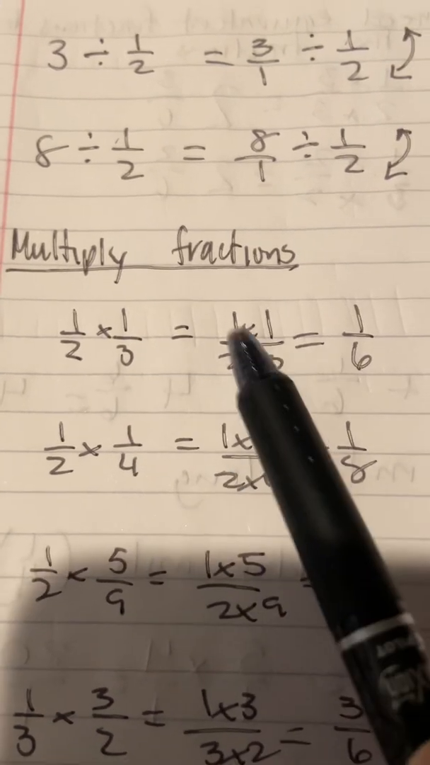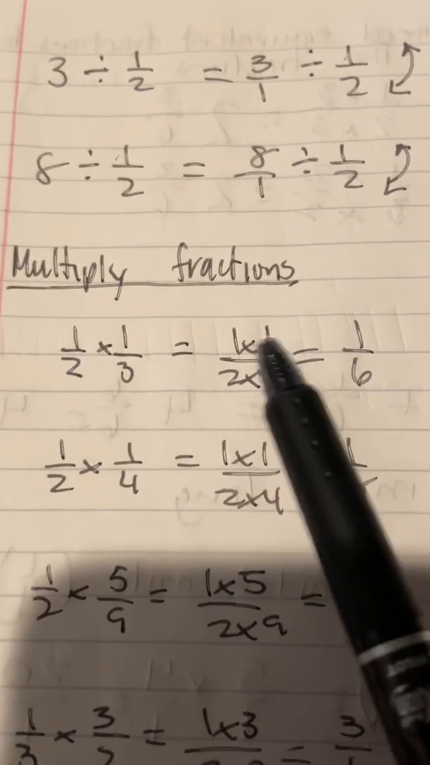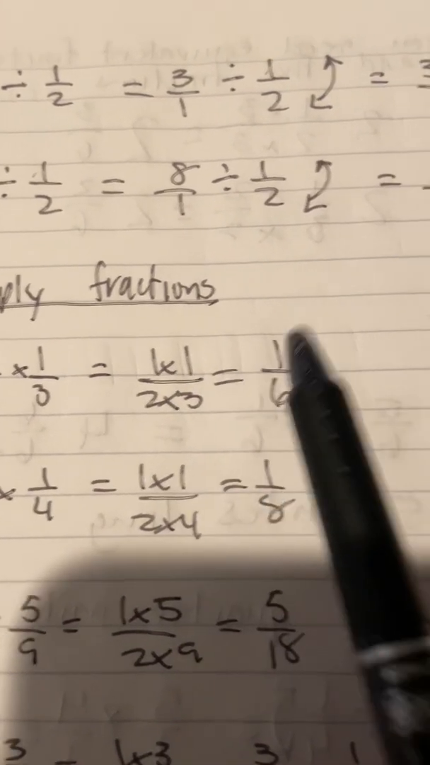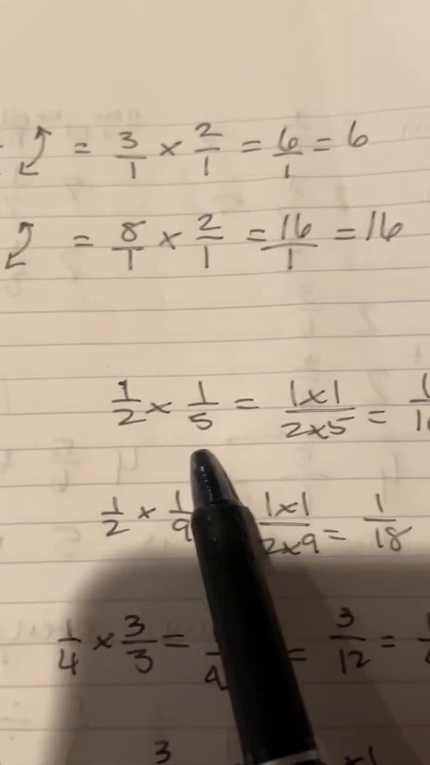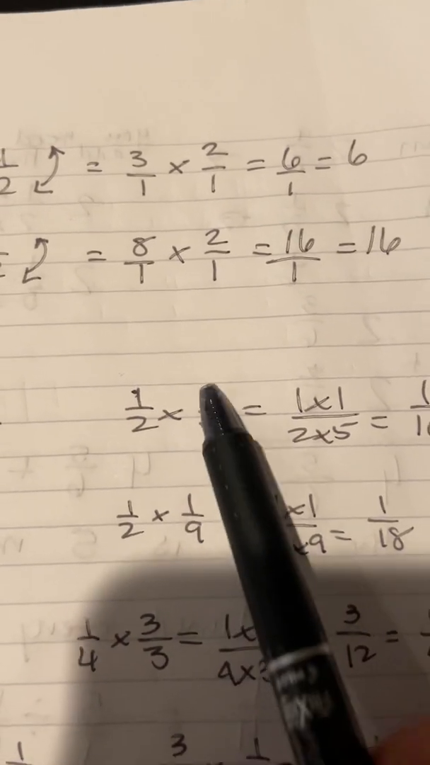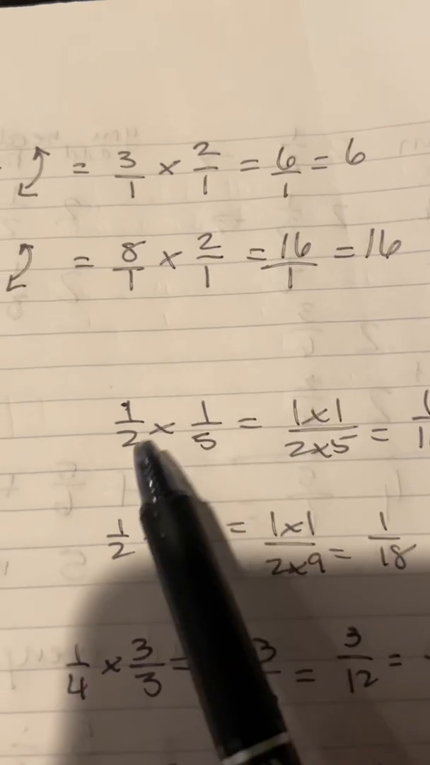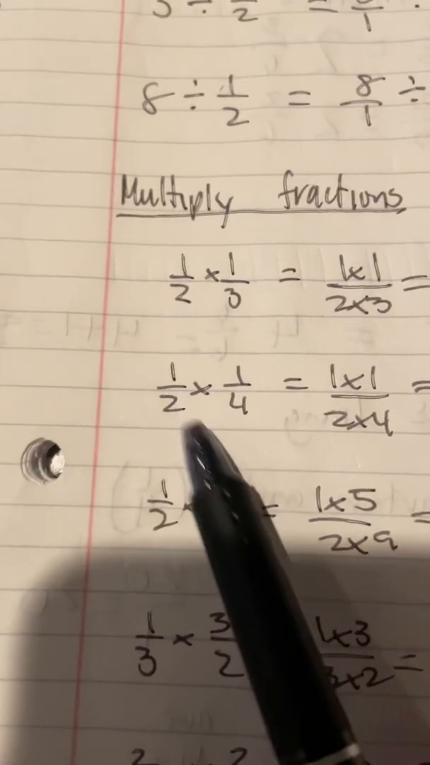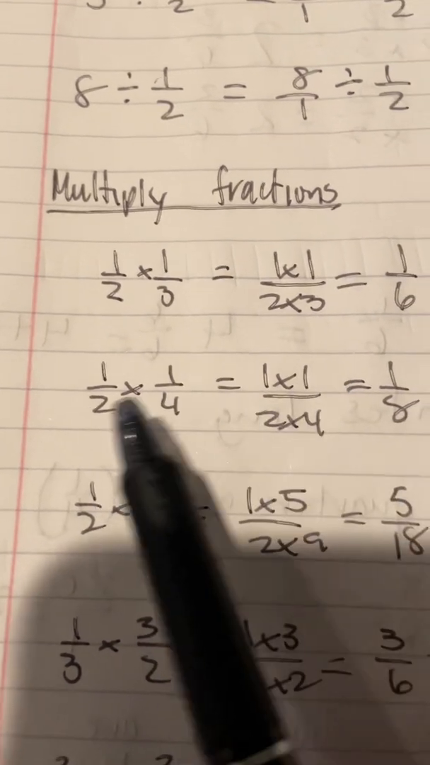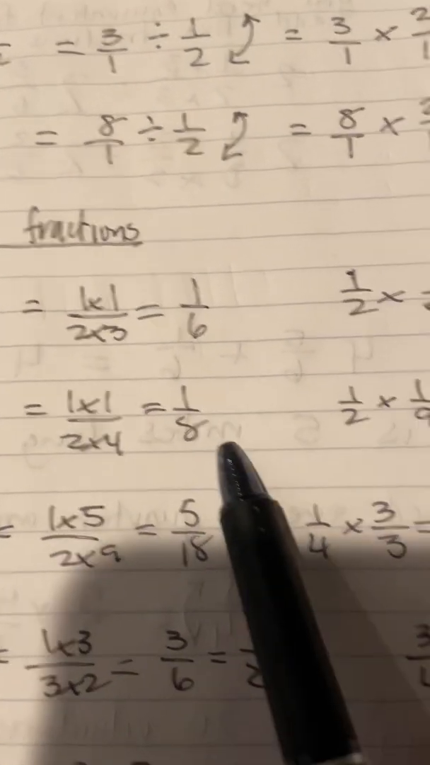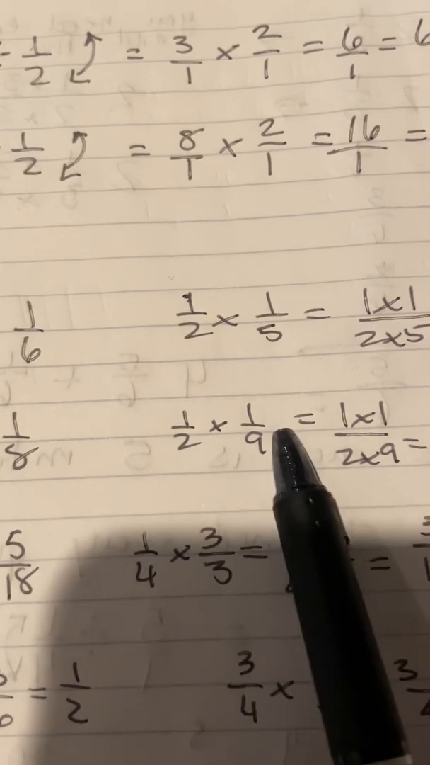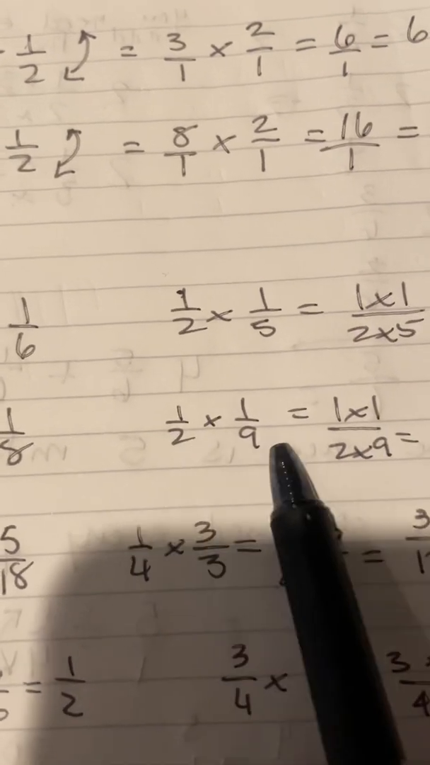Half times a third. What do we do with numerators and denominators? 1 times 1, 2 times 3 equals 1/6. Half times a fifth. 1 times 1, 2 times 5, 1/10. Half times a fourth. 1 times 1, 2 times 4, 1/8. Half times a ninth. 1 times 1, 2 times 9, 1/18.